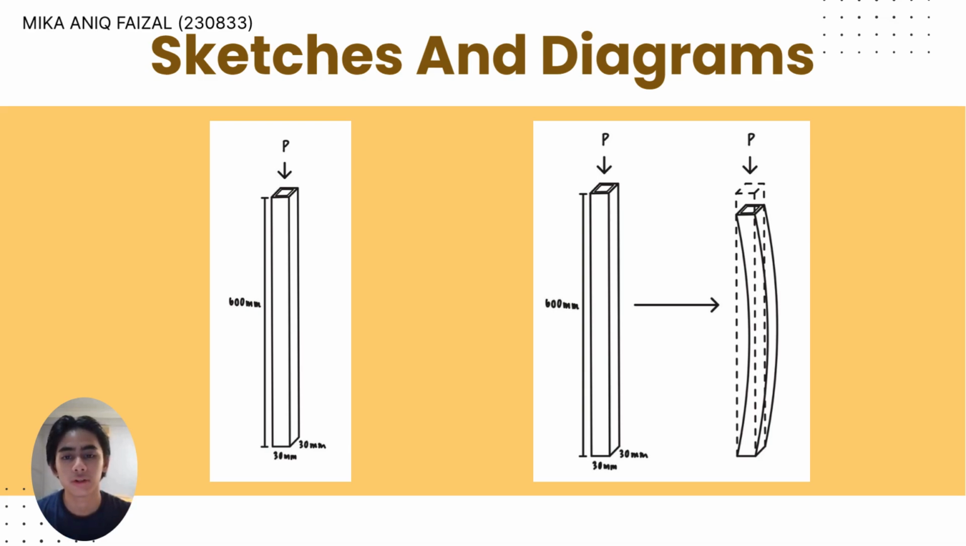Now we're moving forward to the sketches and diagram. On the left, we can see a diagram of the geometric profile. The dimensions are stated as the height is 600 millimeters, the length is 30 millimeters, and the width is 30 millimeters. For the thickness of this slender hollow leg, it has a thickness of 2 millimeters.